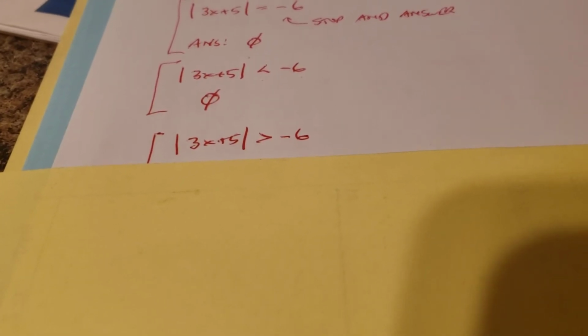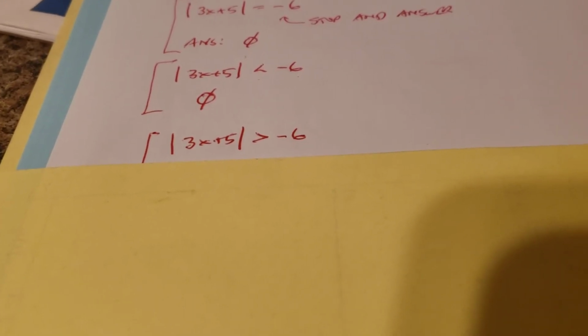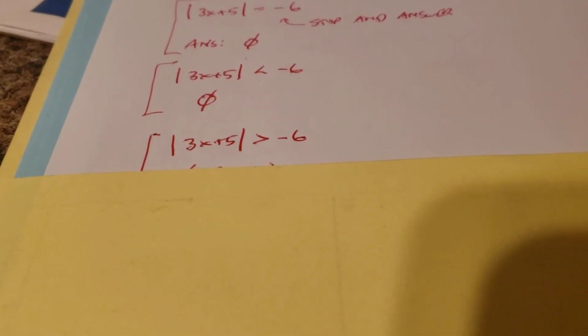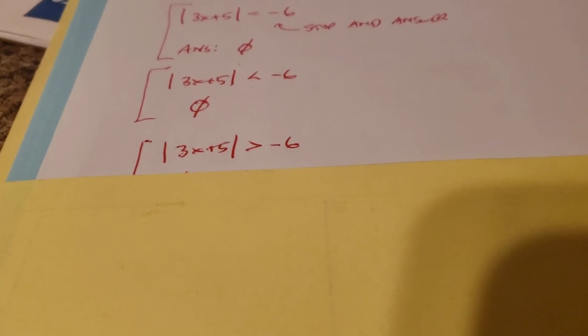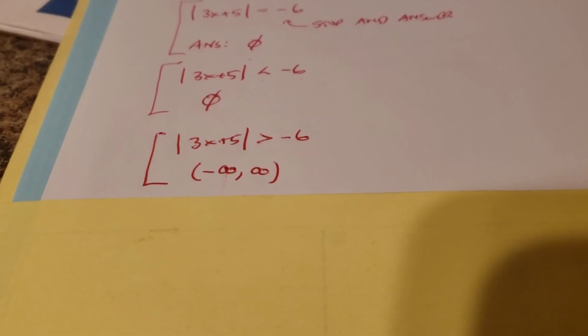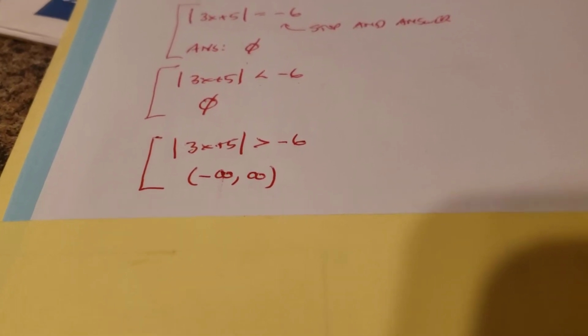This one's different. This one's saying, when is the absolute value greater than a negative number? This is always true. Anytime you take the absolute value, you're going to get 0 or higher. And 0 or higher is always greater than a negative number. So the way we answer that usually is with interval notation, negative infinity to infinity.